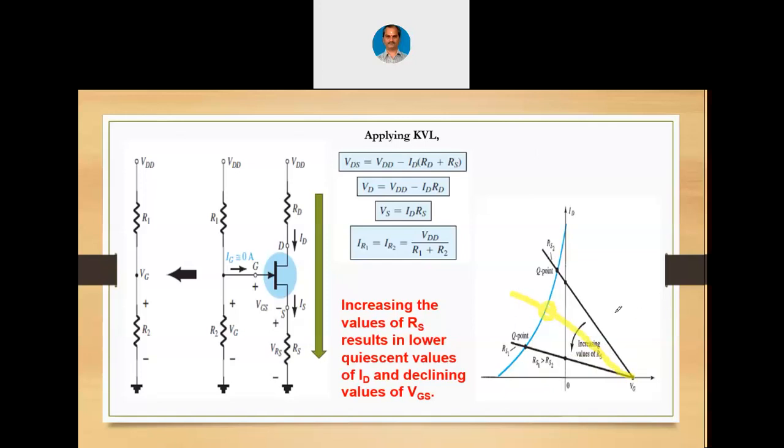Ideally, the Q point must be in the middle of the transfer curve. Just like in our BJT circuitry, ideally the Q point used to be exactly at the middle of the load line. Because it is at the middle of the load line, we can easily deduce that the transistor is exactly in the middle of the active region. It is exactly half on and half off.